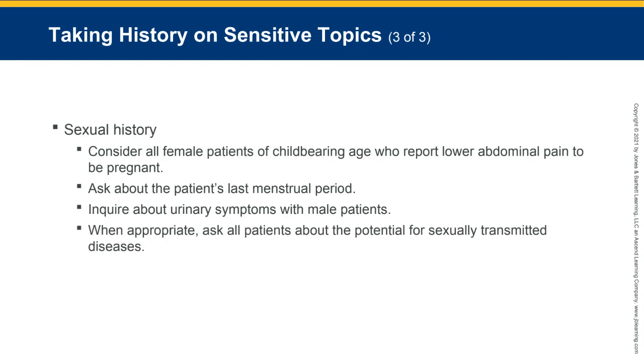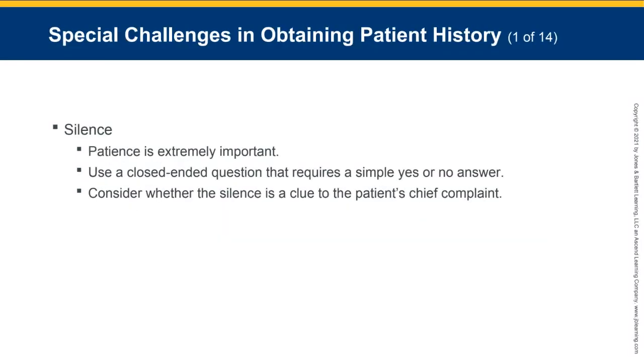You can have patients from whom you need to obtain a sexual history. Consider all female patients of childbearing age who report low abdominal pain to be pregnant. Ask about the patient's last menstrual period. Inquire about urinary symptoms with male patients. When appropriate, ask all patients about potential for sexually transmitted diseases.